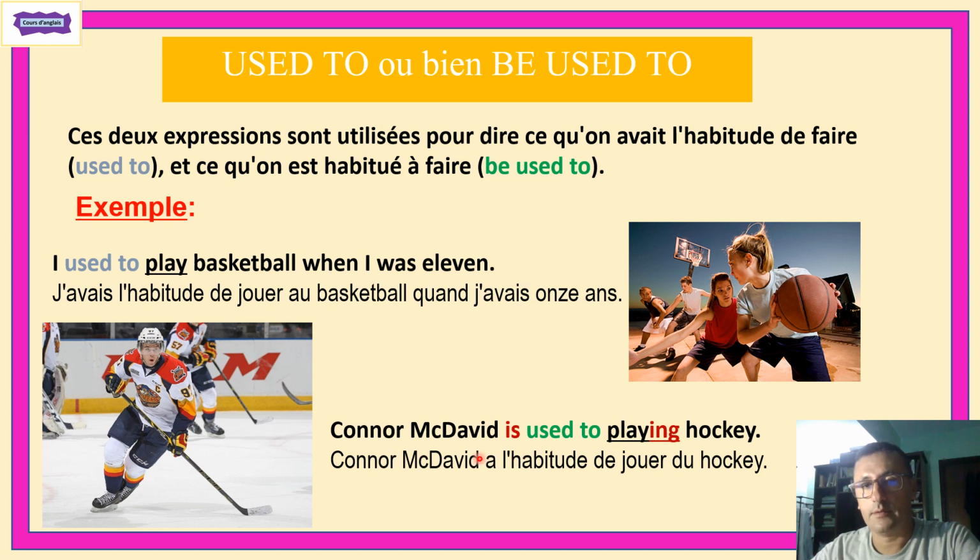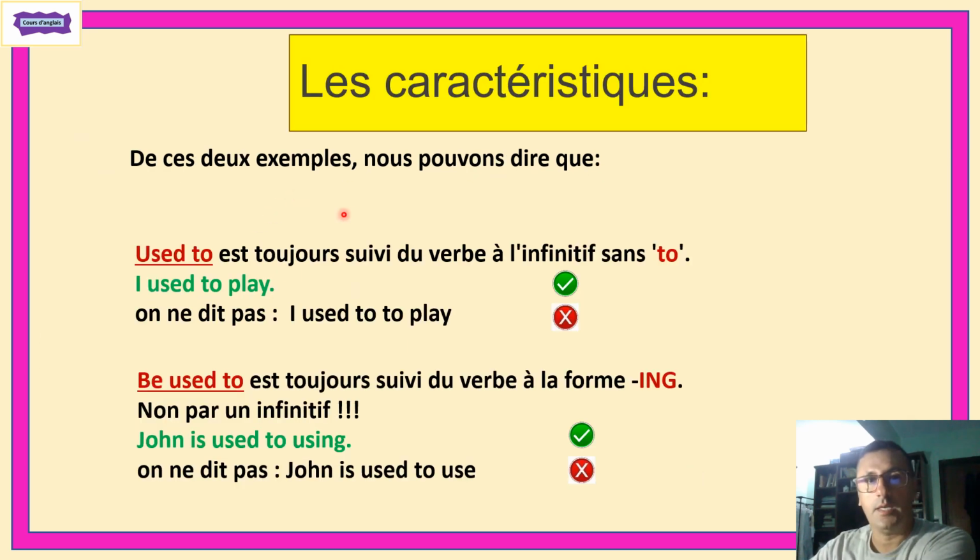Conor McDavid is used to play in hockey. C'est-à-dire, Conor McDavid a l'habitude de jouer du hockey. Les caractéristiques de ces deux exemples : on peut dire que used to est toujours suivi du verbe à l'infinitif sans to. I used to play, c'est correct. Be used to est toujours suivi du verbe à la forme ing, non pas un infinitif. On peut dire John is used to using, et non pas John is used to use.